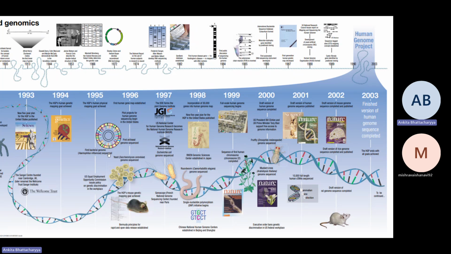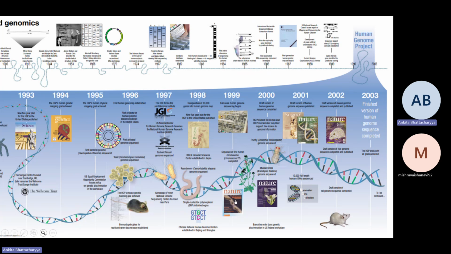Some other initiatives were also taken into consideration. The new 5-year plan for the United States was published. The C. elegans genome was sequenced. Then human genome sequencing finally began in 1999. And then in 2000, we have the first version. US President Bill Clinton and UK Prime Minister Tony Blair provided free access to genome information. Then the fruit fly genome was sequenced. So as you can see, over time, people started sequencing more and more complex organisms with more complex genome organization, so that information is available.